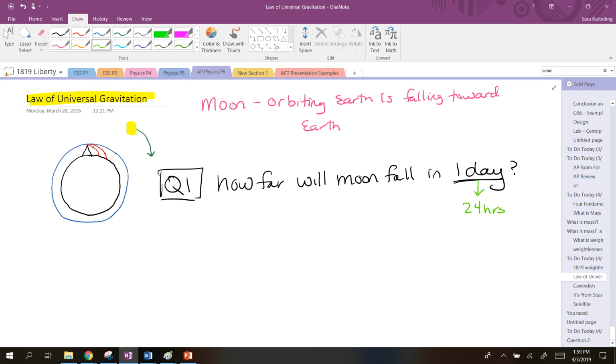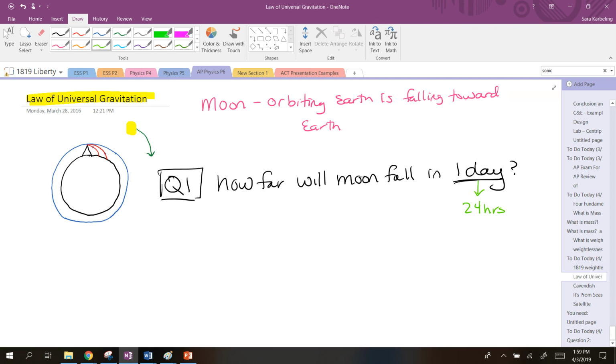I want to know how far it's going to go in one day. Can you do that for me? What's the radius of the Earth? It's like 6,200. Let's back up. How far will the frog fall in 0.2 seconds? Can you do that problem?